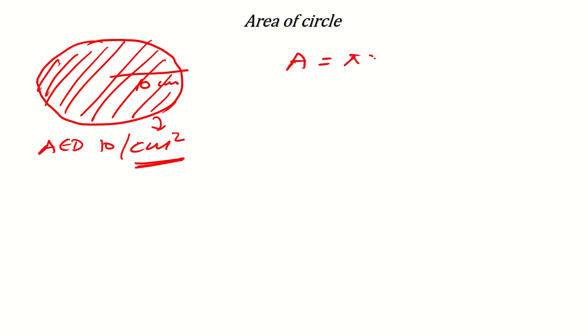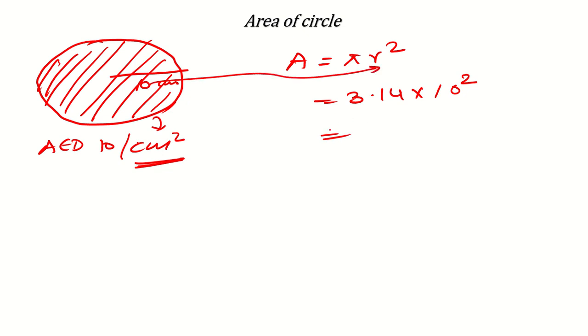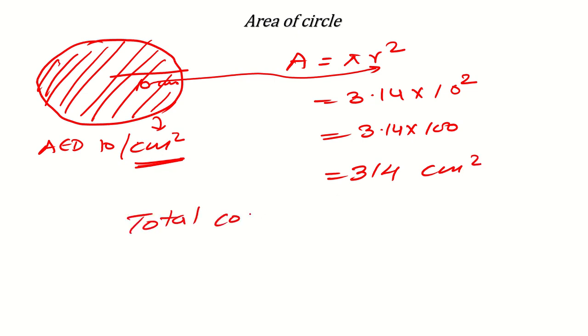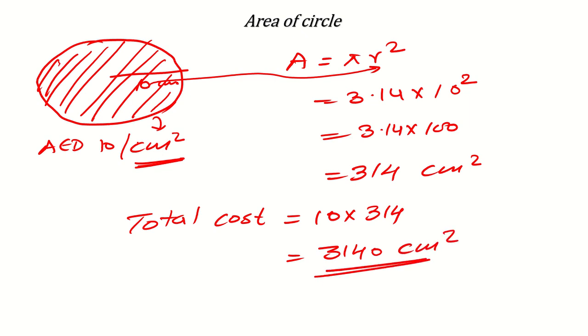So what are we going to do? Applying the area formula pi r square, that is pi, which is 3.14, multiplied by 10 square, because the radius is 10. This 10 I have taken from here, not the cost, this one. So 3.14 multiplied by 10 square, which is 100. So 100 multiplied by 3.14 is 314 centimeter square. So what will be the total cost? It will be 10 multiplied by 314. So it will be 3140. Like this you can solve the question.